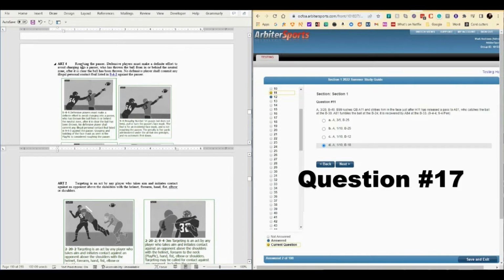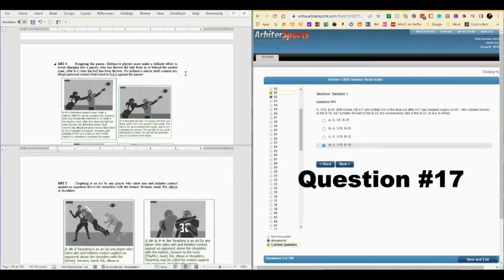actually have a separate rule for roughing the passer, but they include 9-4-3 as well. In other words, they say any foul committed against a passer that's listed in 9-4-3 is also considered roughing the passer. And why is that important? It's because roughing the passer carries an additional penalty of an automatic first down. There's only 4 fouls that you get that include an automatic first down. They all involve the word roughing, so it should be really easy for you to remember. Roughing the passer, roughing the kicker, roughing the holder, and roughing the center. Or the snapper, rather, I should say.